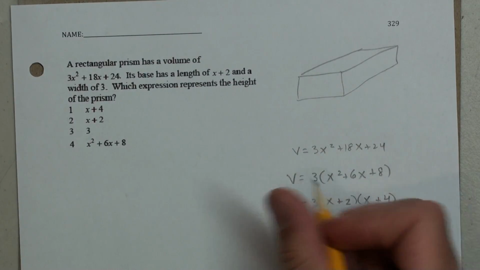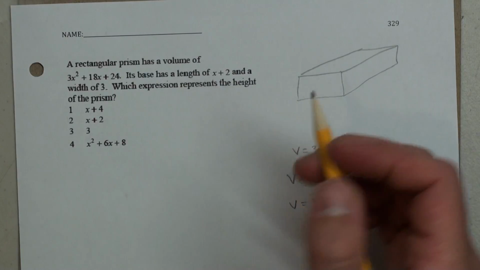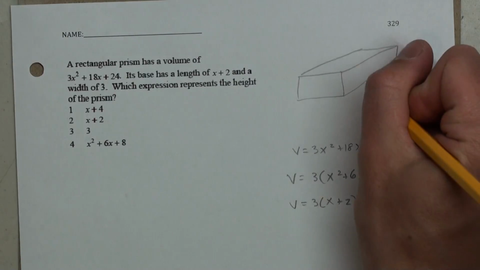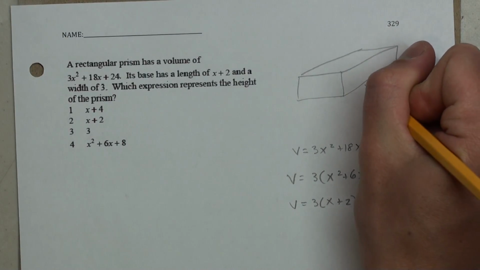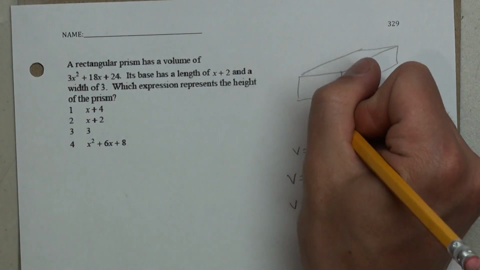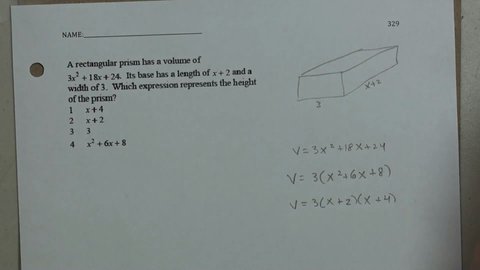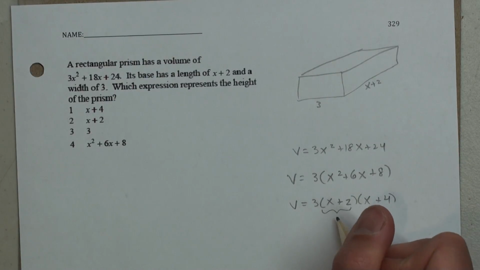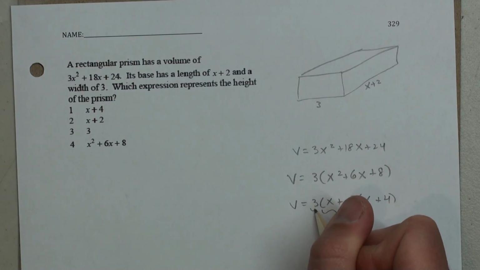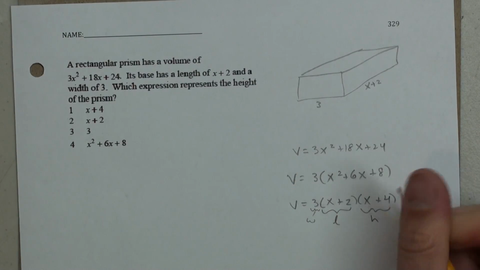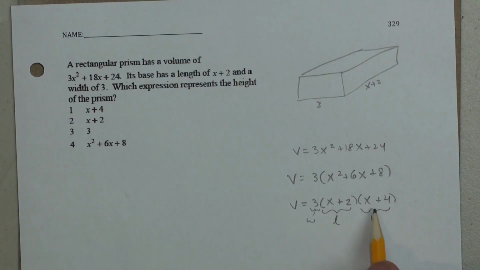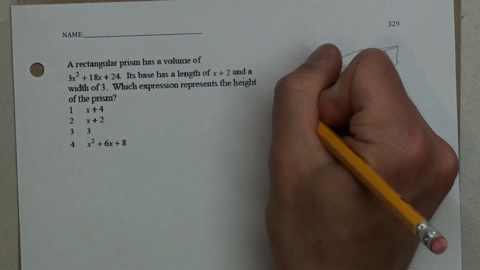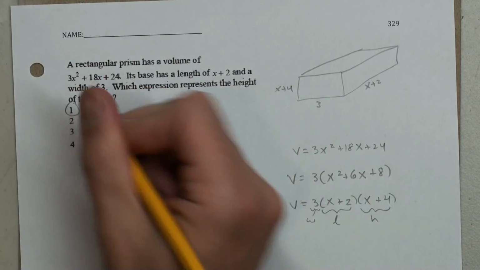Okay, so the length is x plus 2, a width of 3, which expression represents its height? So the x plus 2 was the length, the width was 3, so the x plus 4 must be the height, because it's one thing times another thing times another thing. So this must be x plus 4.